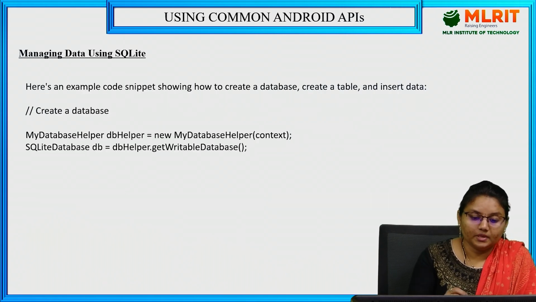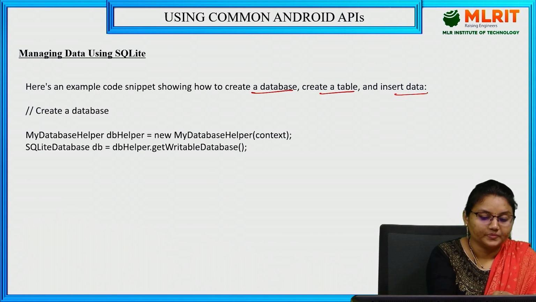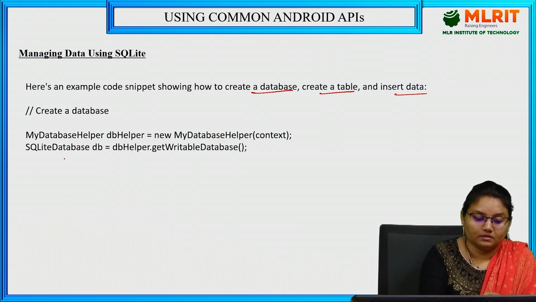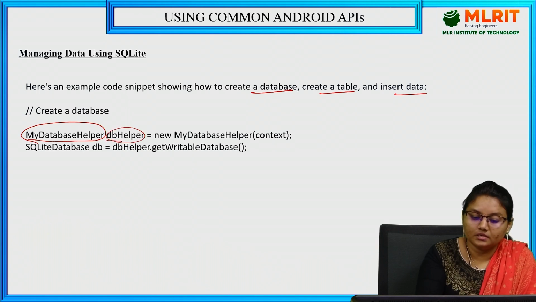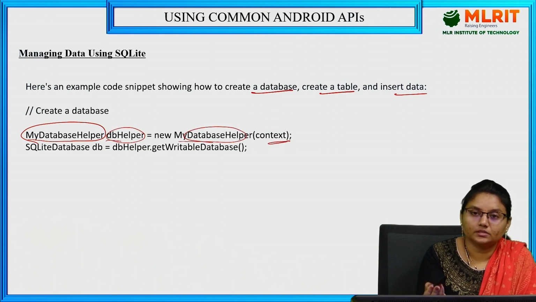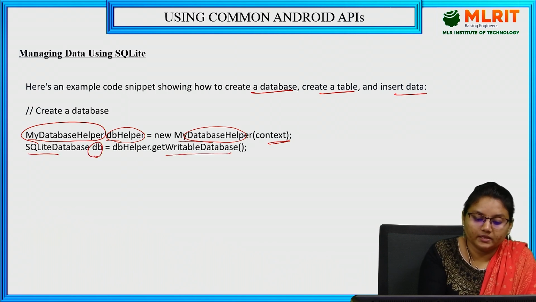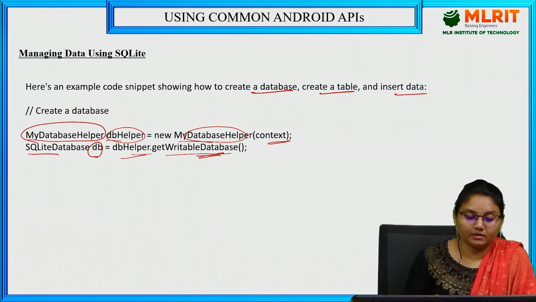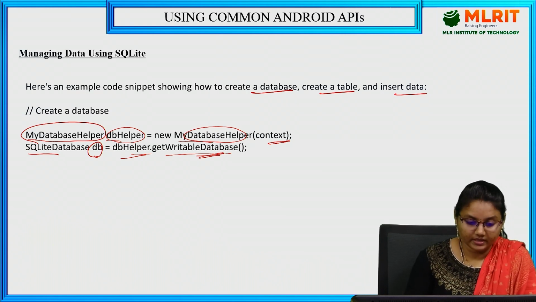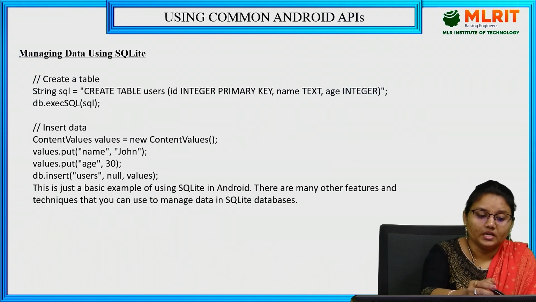And here is an example that shows how to create a database, how to create a table and how to insert the data. So how to create a database? We need a helper class. My database helper is an object, with the context passed here. SQLiteDatabase, some database name. getWritableDatabase is a method which this helper class uses to get a writable database. getWritableDatabase is used for creating a database. Now you have created a database.